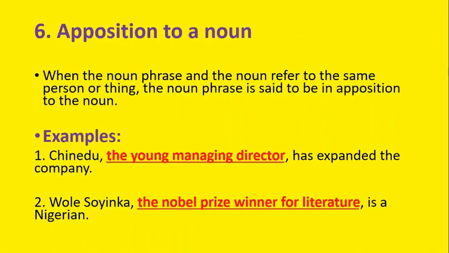Wole Soyinka, the Nobel Prize winner for literature, is a Nigerian. The same thing we have here. It is giving us information about Wole Soyinka. Is it the same person? And it is not coming after the verb. It is only in apposition to the noun, which is the subject.